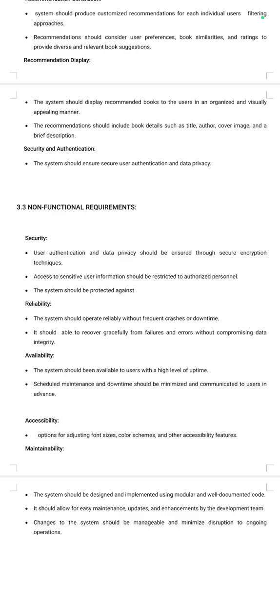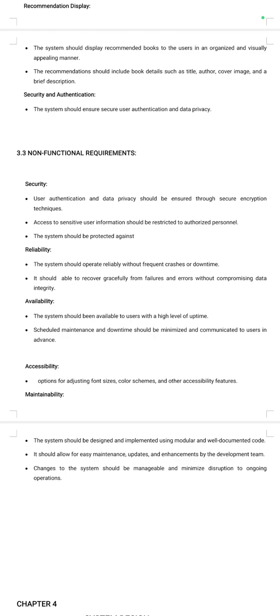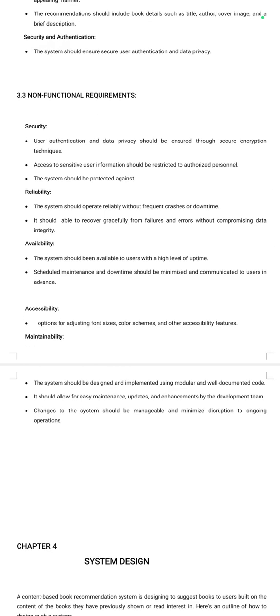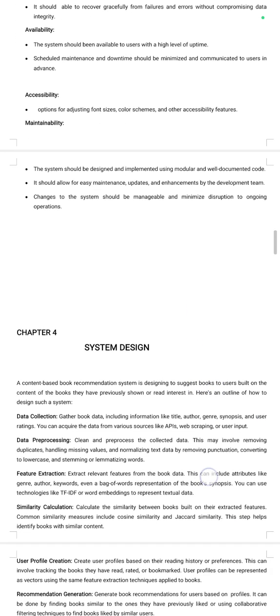Availability: the system should be available to users with a high level of uptime. Accessibility: options for adjustment of font size, color schemes, and other accessibility features. Maintainability: the system should be designed and implemented using modular and well documented code. Next chapter is the system design.